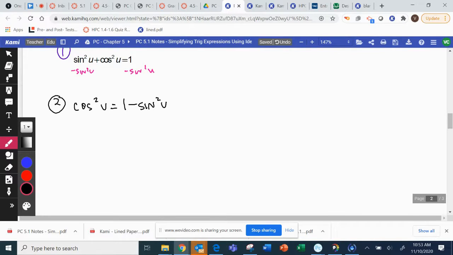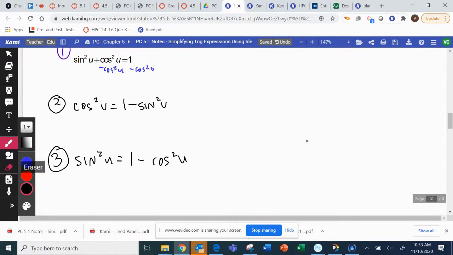Instead of taking away sine squared u, what if I took away cosine squared u instead? I would have sine squared u equals 1 minus cosine squared u. These are all Pythagorean identities. They're starting from that first identity and just moving stuff around.